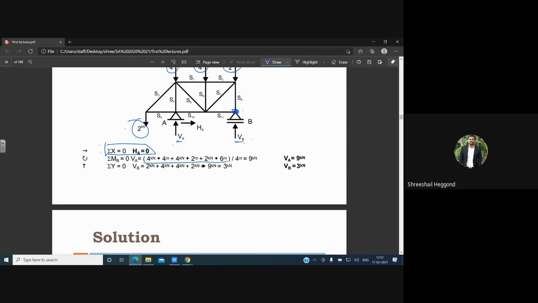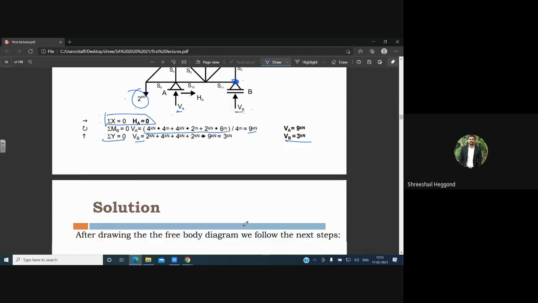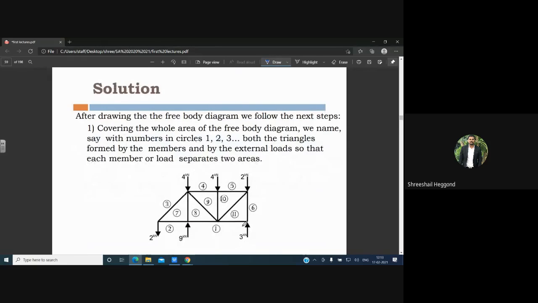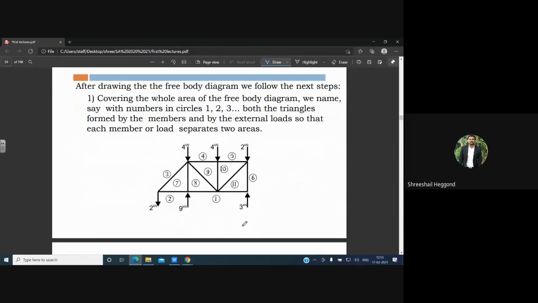Therefore, VA will be 9 kN. Once you get VA, you can do summation of Fy and find out the VB value, that will be 3 kN. This is how we need to find out the reactions. It's an easy process to find out the reactions for any truss, and then you need to go for the graphical method analysis. First step is covering the whole area of the free body diagram.